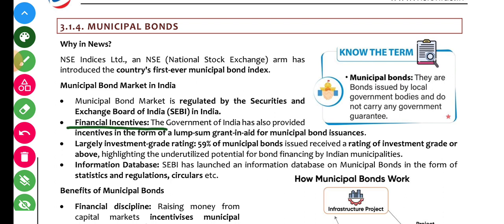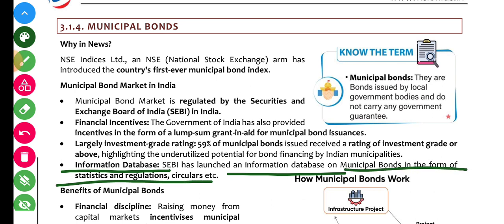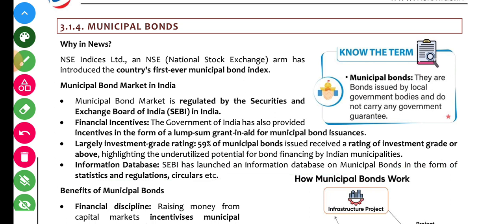Financial incentives. The Government of India has also provided incentives in the form of a lump sum. Remember this, what is a lump sum? Grants in aid for municipalities, only a one-time payment for municipal bond issuances. Largely investment grade rating: 59% of municipal bonds. Keep this in mind: rating of investment grade or above. Information database: SEBI has launched an information database on municipal bonds in the form of statistics, regulations, circulars, etc. Okay, so keep this in mind.